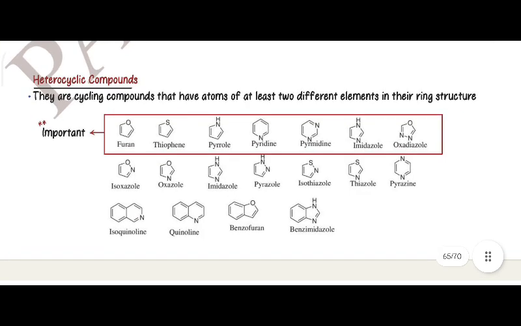Heterocyclic compounds are cyclic compounds that have atoms of at least two different elements in their ring structure. Important ones: furan, oxygen; thiophene, S, sulfur; pyrrole, hydrogen and nitrogen; pyridine, nitrogen.